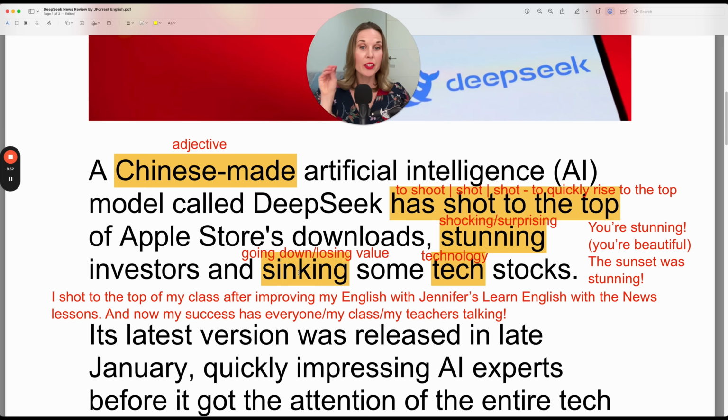Wow. And here, sinking means going down. Now, of course, the Titanic sank. It went down. But in this case, sinking means going down in terms of value.